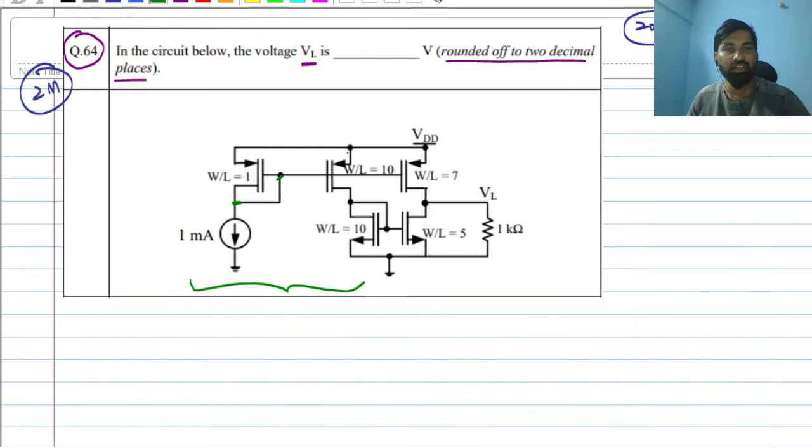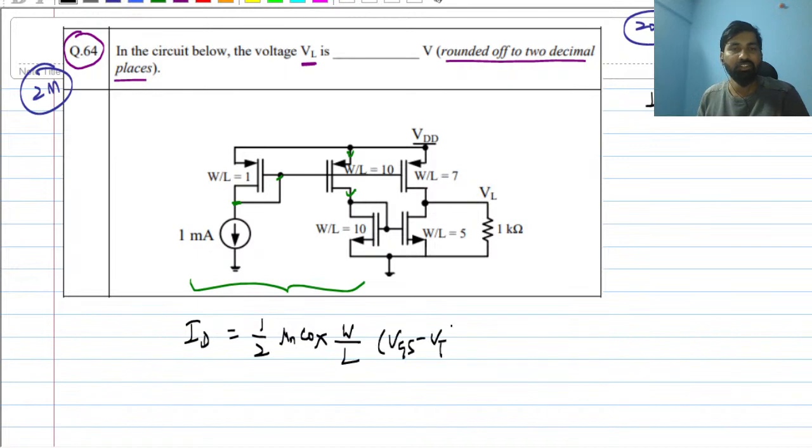So what should be the current flowing through this transistor, whose W by L ratio is given as 10? Whatever current flows here, the same current would flow through this transistor as well, but their W by L ratios are different, so the current is going to be different. In saturation, the equation is ID equal to 1 by 2 mu Cox W by L (VGS minus VT) whole square. So ID is proportional to W by L.